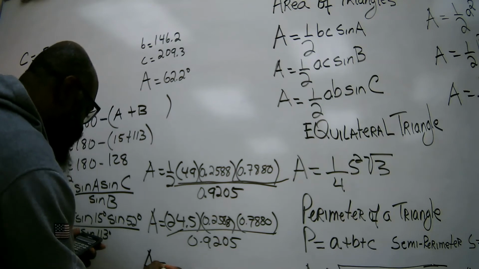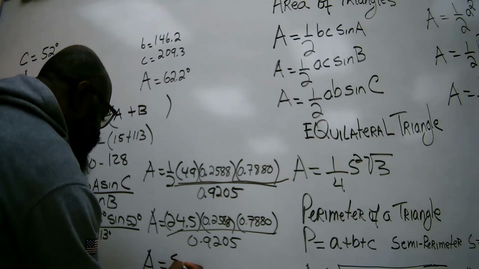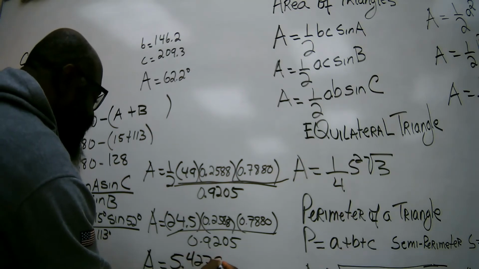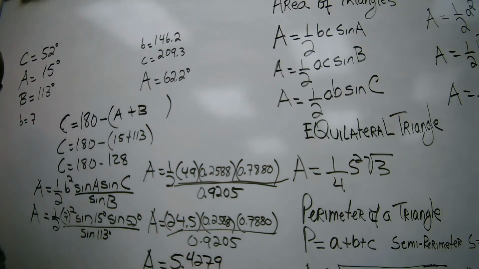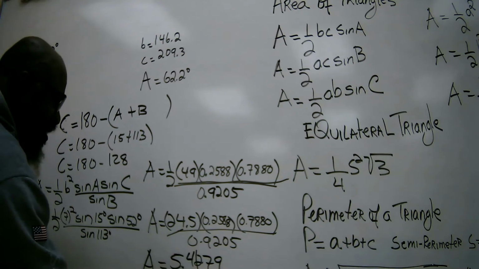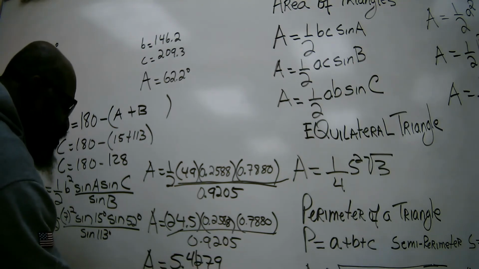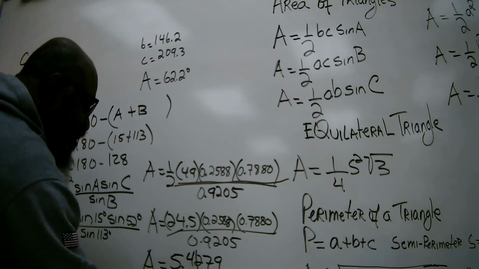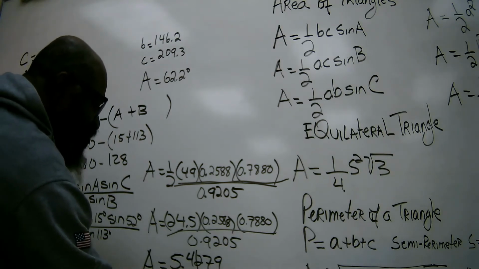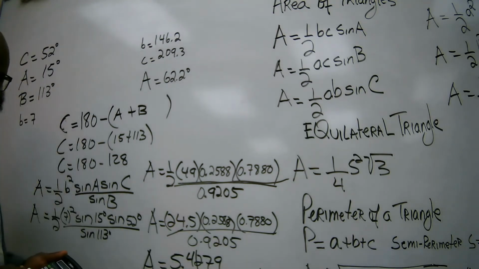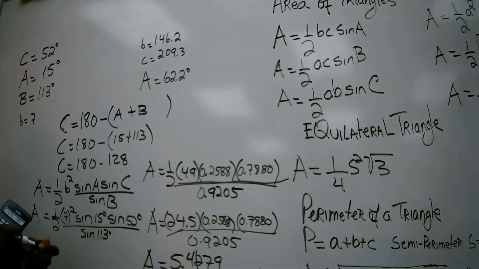In this case, the area of the triangle is 5.4279. Since I'm going to round to the nearest tenth, then this is my area. The area of the triangle is 5.4 square unit. So whatever the unit that you are using, then you're done with this problem. So it's not difficult, but it can be done.